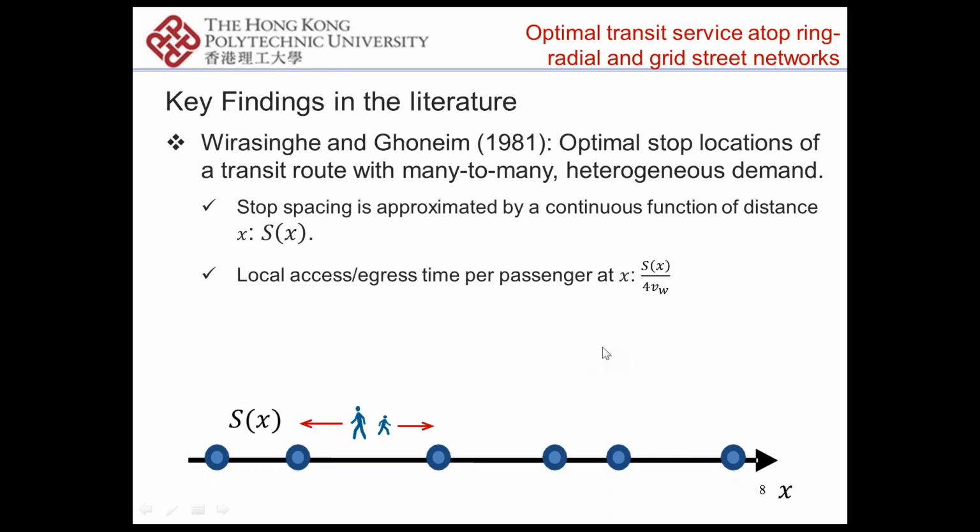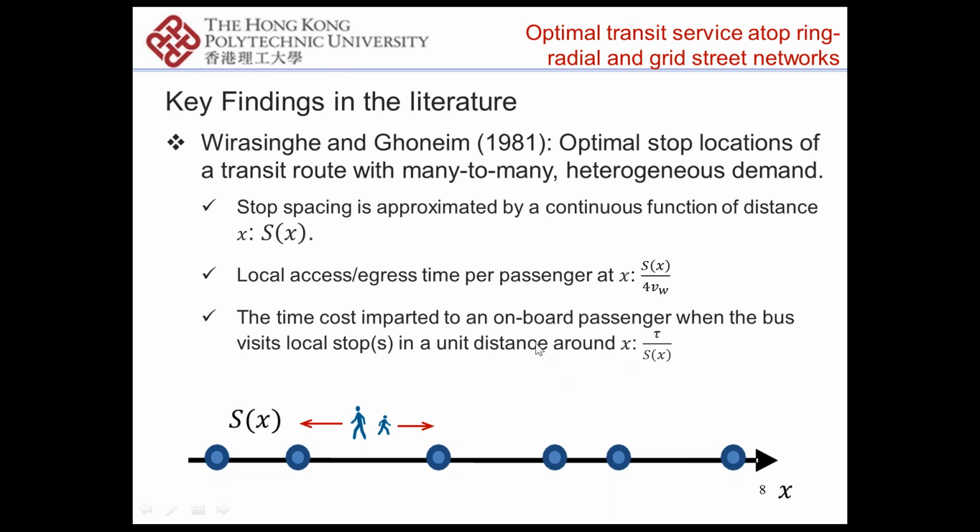And then note further that when a bus dwells at some stops near x, then all the onboard passengers will waste some time at the stop. And this time spent by one passenger within a unit distance around x is just tau divided by sx, where tau is the bus dwell time per stop.